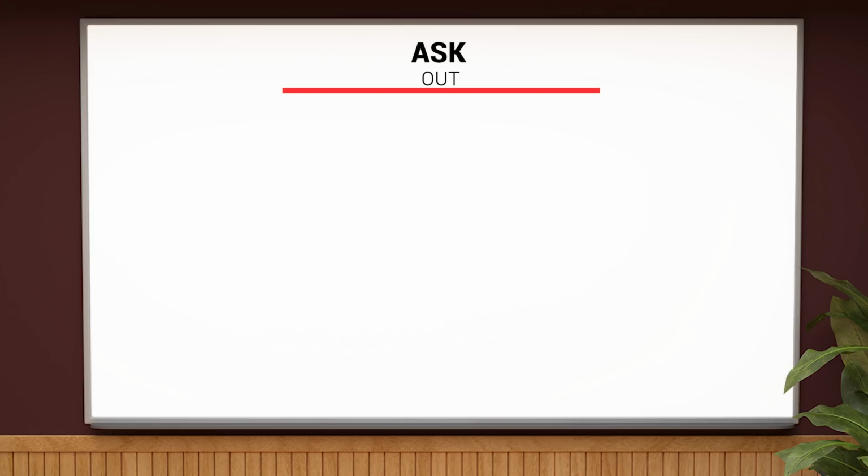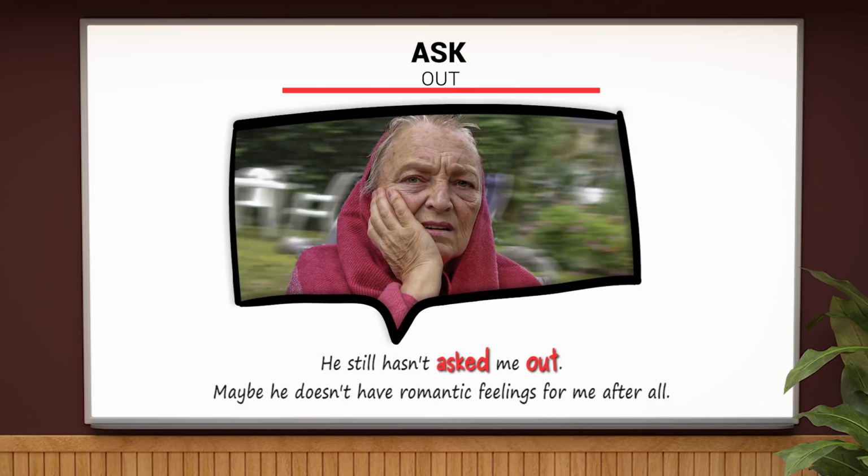The first and the most common meaning of ask out is to invite someone for a date. Let's use it in a sentence. Oh, he still hasn't asked me out. Maybe he doesn't have romantic feelings for me after all.